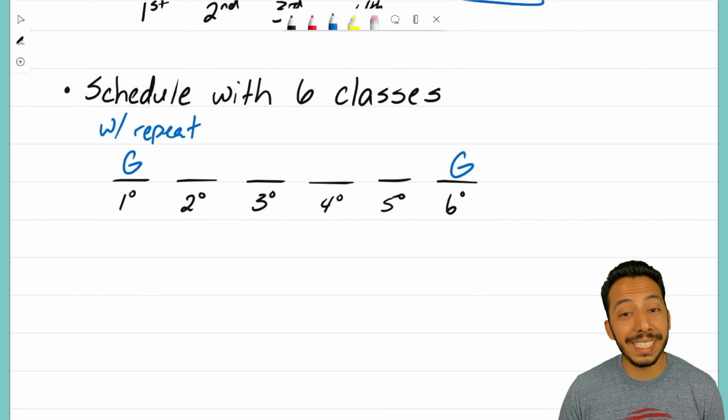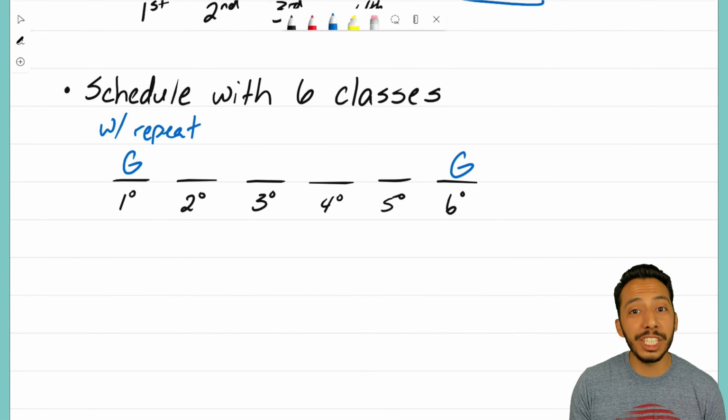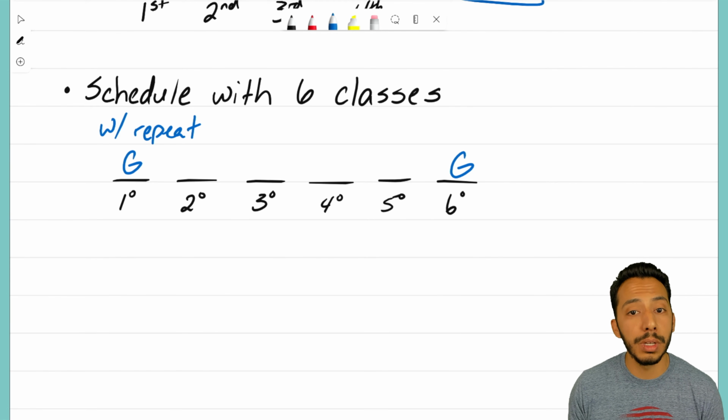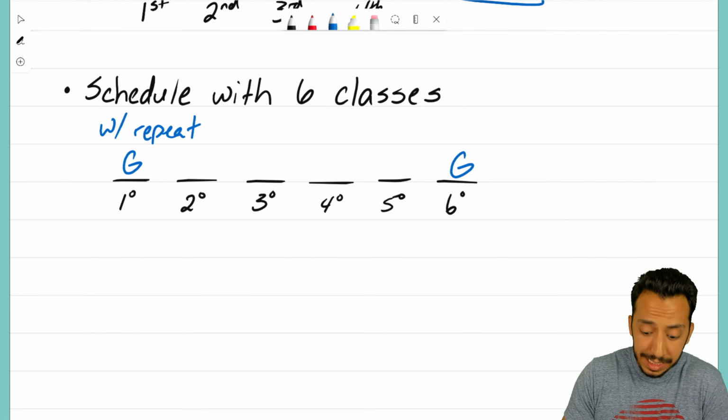I don't think that really makes sense, right? When you have your school schedule, there's normally no repetition with classes. Usually you pick the class, it shows up once, it's not going to show up anywhere else in your schedule. But for this example, let's say that it is possible.